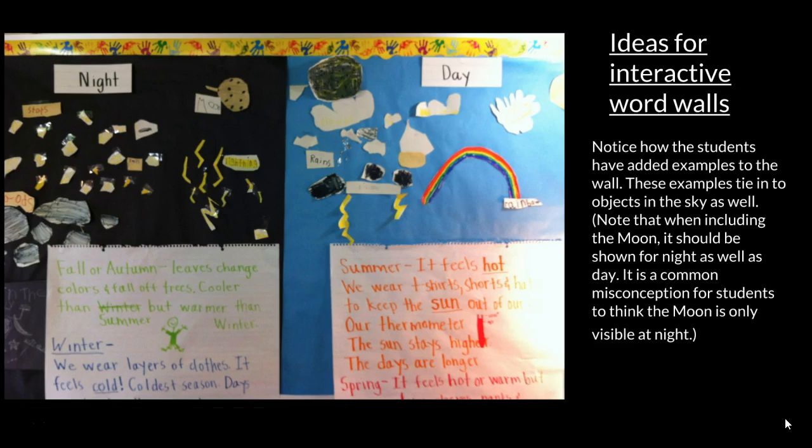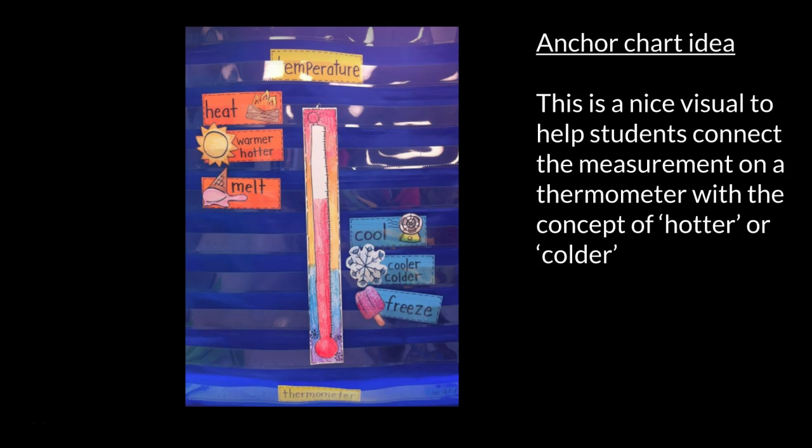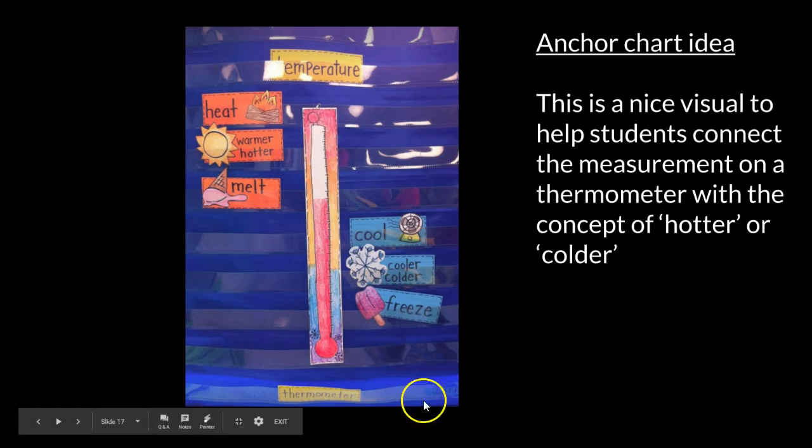We've also got some summary statements here about the 4 seasons. This was an anchor chart idea that I thought might be helpful. You remember when we were talking about the weather standard and we talked about relative temperature, and when the thermometer is in this position, we call that hot, and when it's in this position, we call that cold. You can go ahead and expose them to the numbers and talk about what those numbers mean, but I thought this anchor chart was really helpful to start for them to understand what that thermometer means.